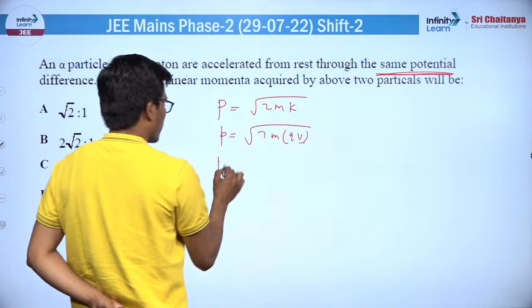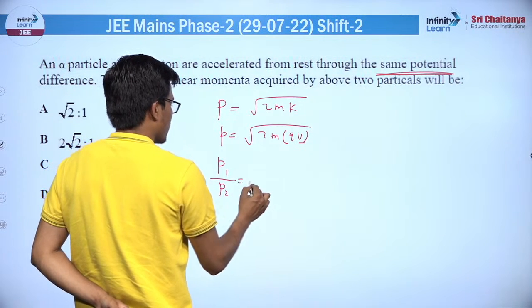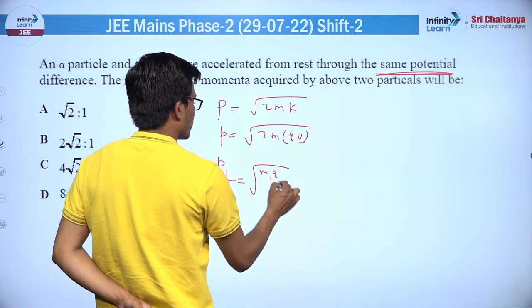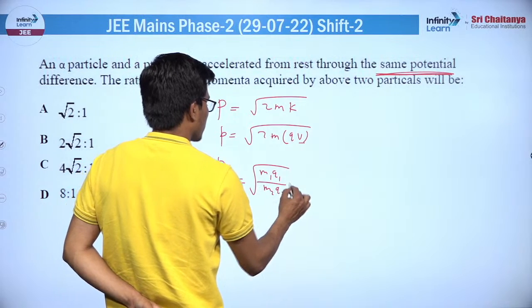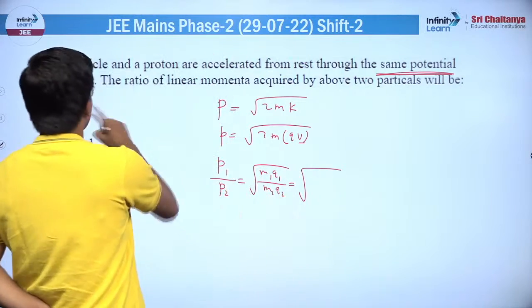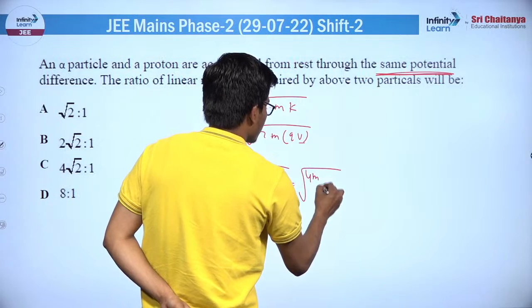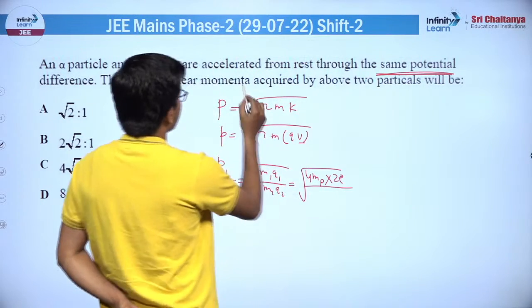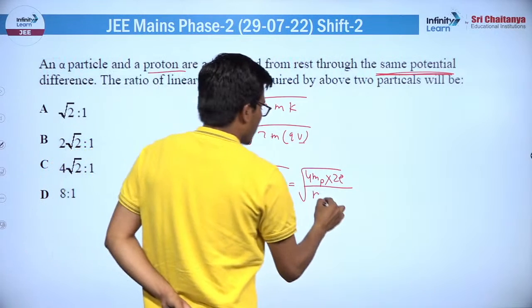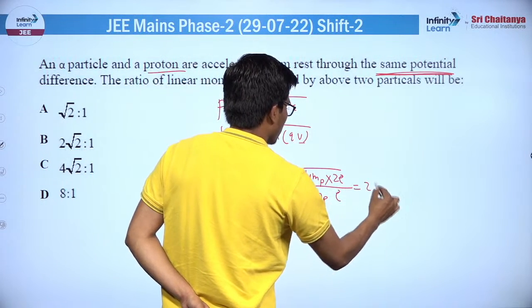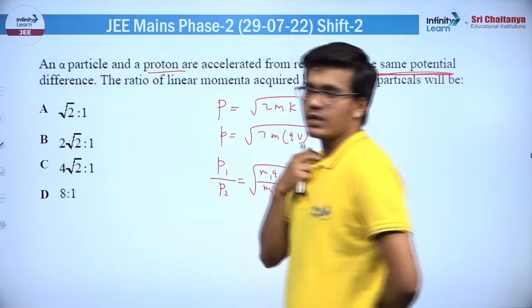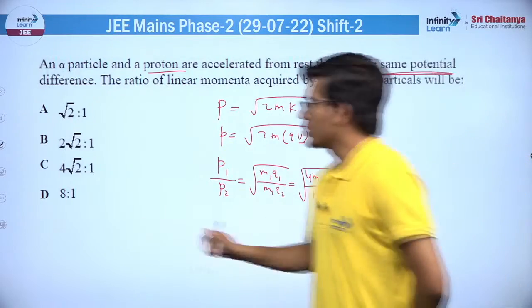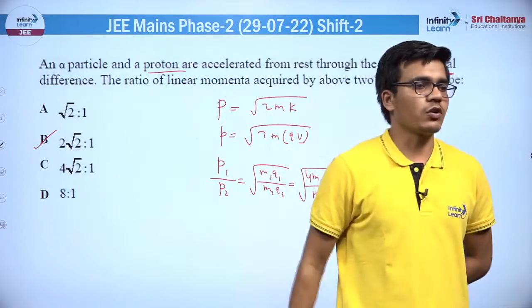V is the same for both the particles, so you just take the ratio, m1 q1 upon m2 q2. The mass of the alpha particle is 4 times the mass of the proton, and the charge of the alpha particle is 2 times. The second particle is the proton, with mass and charge of the proton, so it will be 2 root 2. So the ratio of momentum will be 2 root 2 to 1, that is B option.